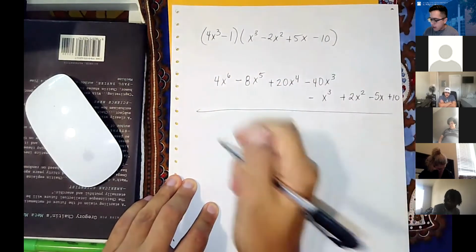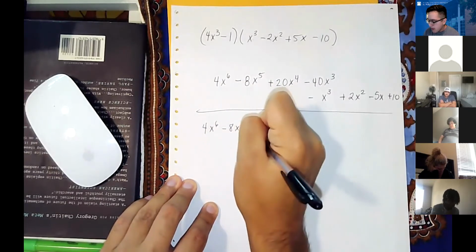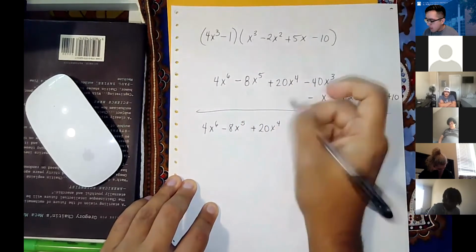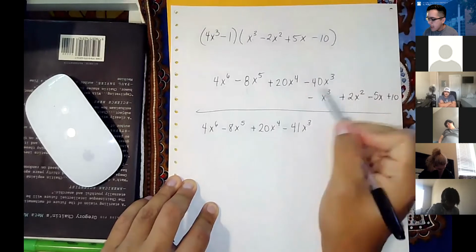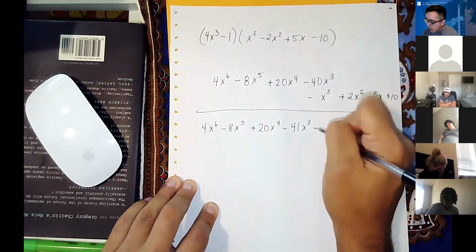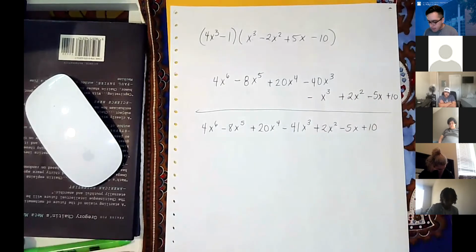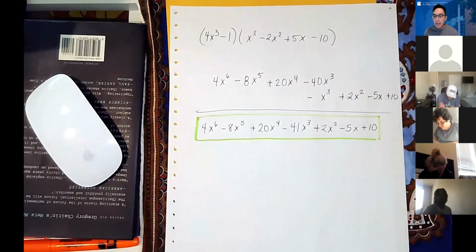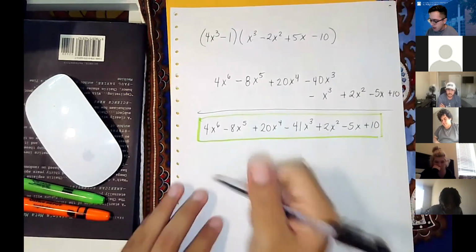So when I add all that stuff up, it doesn't look like there's a whole lot of like terms to combine. So we should have 4x to the 6th minus 8x to the 5th plus 20x to the 4th minus, that should be 41x to the 3rd. Remember, if I have -40 apples and I owe another apple, that is a total of -41 apples, plus 2x squared minus 5x plus 10. Is this what you guys got? Or did anybody get something different? Maybe I made a mistake. No, that looks right. Okay, that's what I got. Cool.